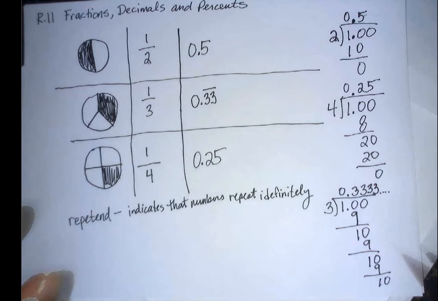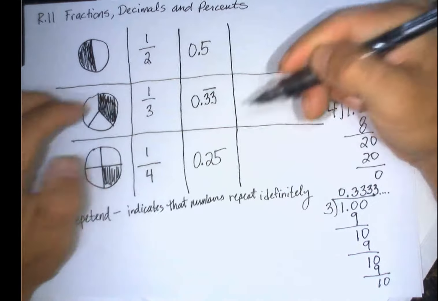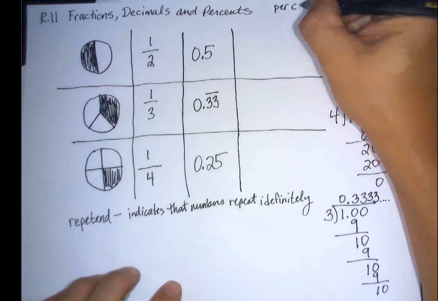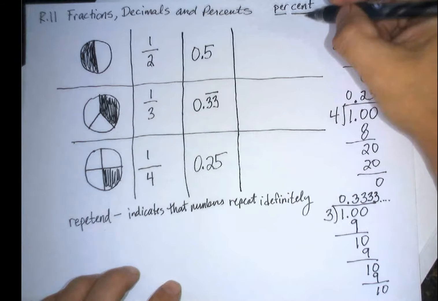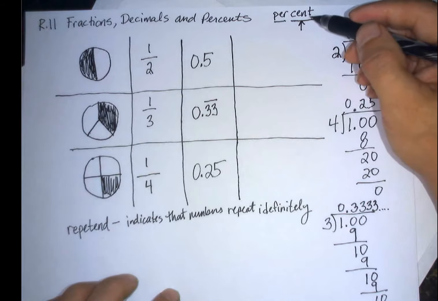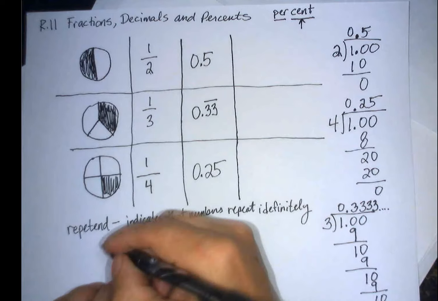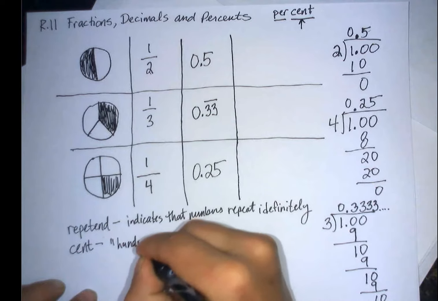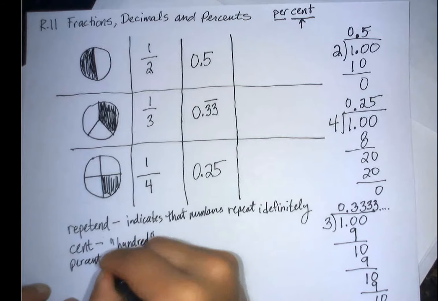Now the last one, and we're going to start with the fraction, but we're going to see real quick that the decimal is a whole lot easier to understand. Percent. Well, how many cents are in a dollar? How many years are in a century? Cent is a prefix for hundred. So percent means out of 100.